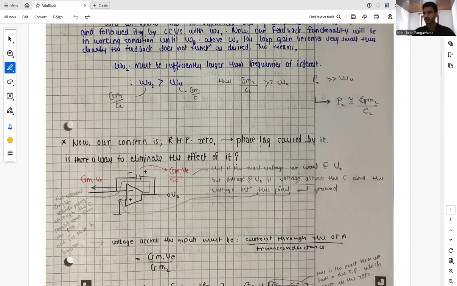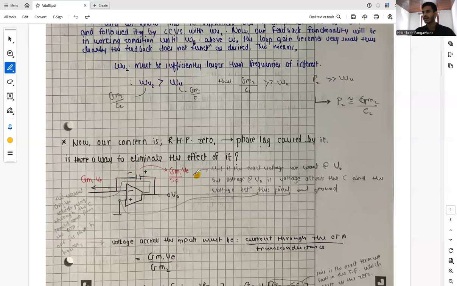That has to be the current through the OTA divided by the transconductance of the OTA, basically gm1 ve divided by gm2. So this is the amount of voltage which should be across the inputs of the OTA for our current gm1 v to flow through the capacitor.